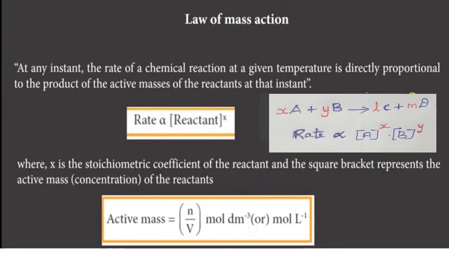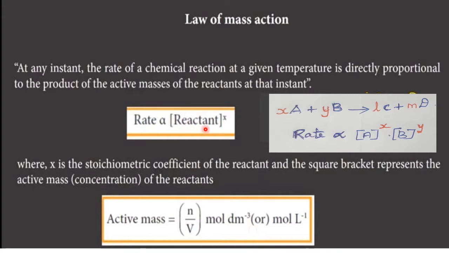What is the law of mass action? We'll start from that, because sometimes you forget it. At any instant, the rate of a chemical reaction at a given temperature is directly proportional to the product of active masses of the reactants at that instant. That means the rate of the reaction at any temperature is directly proportional to the concentration of the reactants, as active mass is nothing but concentration, right?